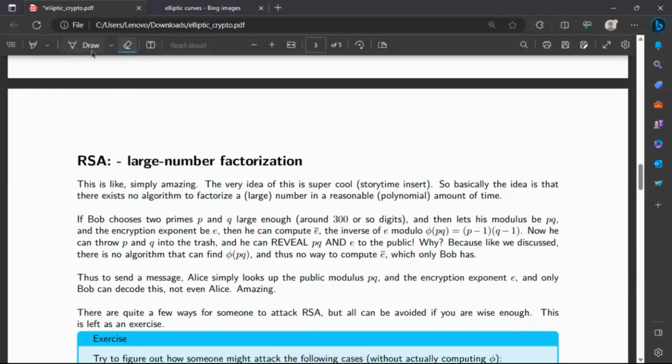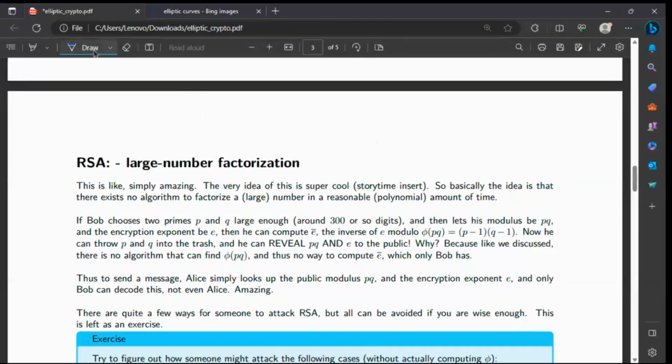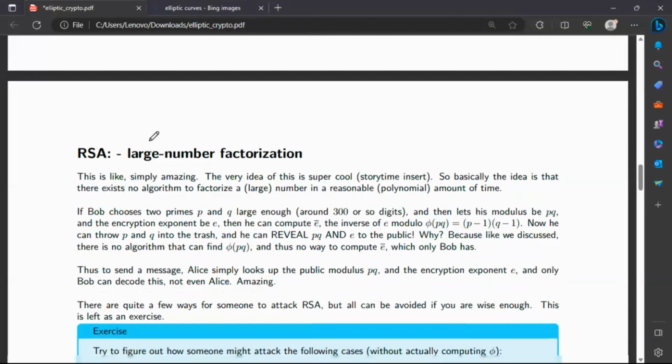So what is RSA? The idea behind this is that there is no feasible algorithm to factorize a very, very large number in a polynomial or reasonable amount of time. So, okay, fair enough. How do we use this?